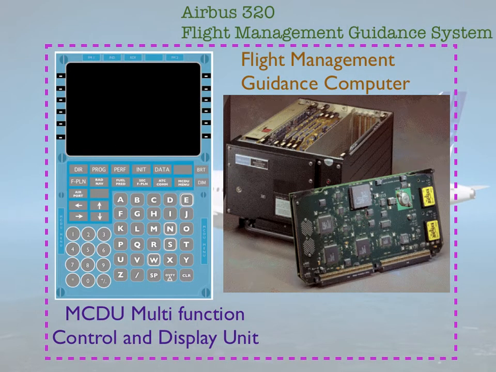The FMGS system consists of two major components. Firstly, the MCDU, the multifunction control and display unit. Second, the computer, which is the flight management and guidance computer. All pilot interface takes place through the MCDU.